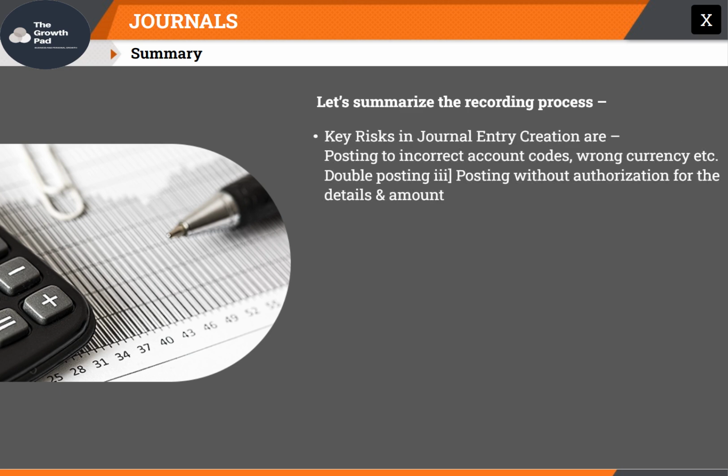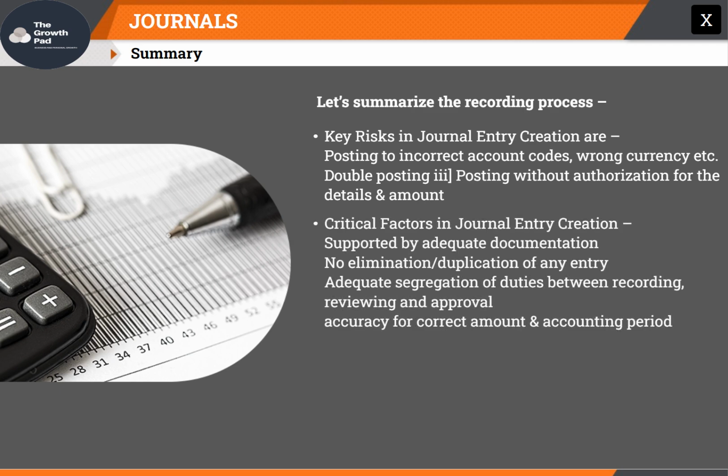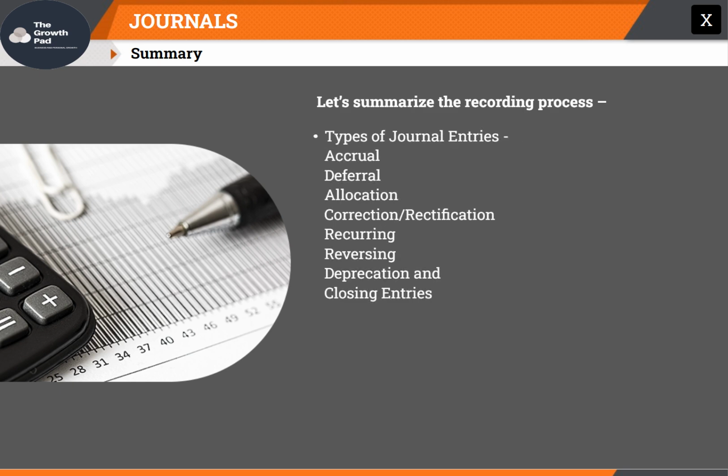Key risks in journal entry creation are posting to incorrect account codes, wrong currency, etc., double posting, posting without authorization for the details and amount. Critical factors in journal entry creation. Supported by adequate documentation. No elimination/duplication of any entry. Adequate segregation of duties between recording, reviewing and approval. Accuracy for correct amount and accounting period. Types of journal entries. Accrual, deferral, allocation, correction or rectification, recurring, reversing, depreciation, and closing entries.